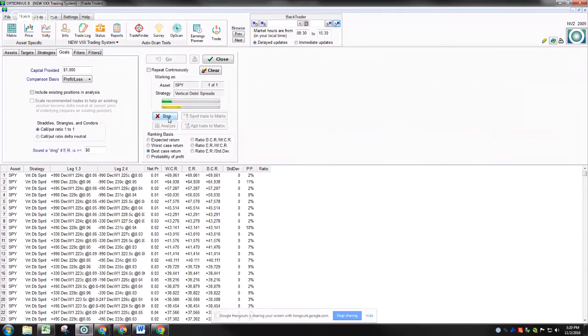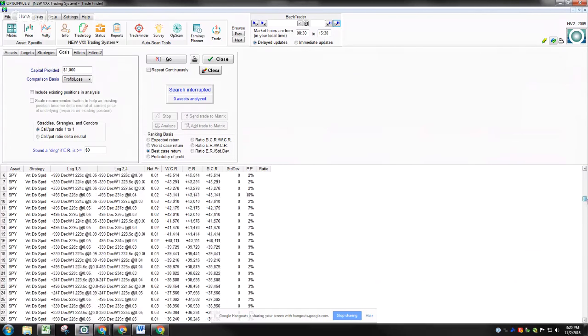Just for the sake of time, this usually takes a little while to run when you select multiple strategies because there's a lot of data for it to look at. And you don't want to really look at these 1 or 2 or 3 cent spreads here, so there are filters that you could use to get rid of those. And so that's why it's given us such awesome results.